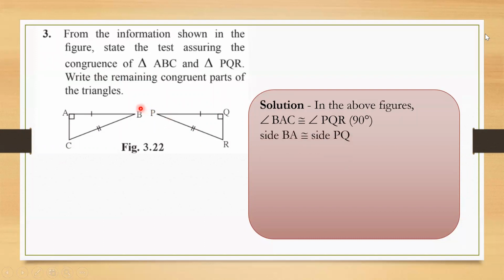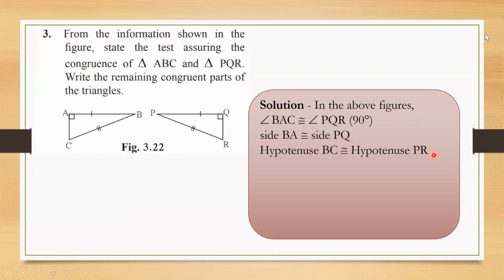So I have first written here side BA, which I can see has one standing line, congruent to side PQ, which here also has one single line. Next I have written hypotenuse BC, which has two standing lines, is congruent to hypotenuse PR. It also has two standing lines. Now if you observe properly, I have written in one-to-one sequence. You can cross check. B exactly coincides with P, A coincides with Q, and C coincides with R. And here also B coincides with P, A coincides with Q. You have to write in sequence.